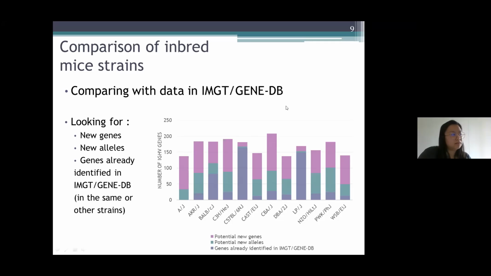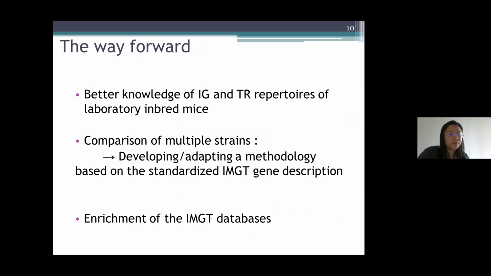So I haven't finished the analysis yet, but this study will allow us to have a better knowledge of the IG and TR repertoire of laboratory inbred mice. And this comparison will allow me to develop or adapt a methodology based on standardized IMGT gene description. And this will finally allow the enrichment of the IMGT database.